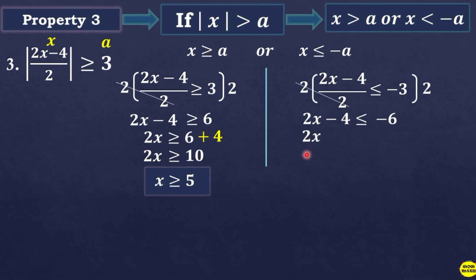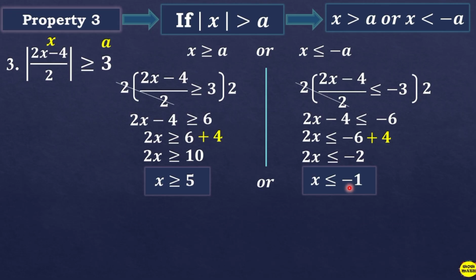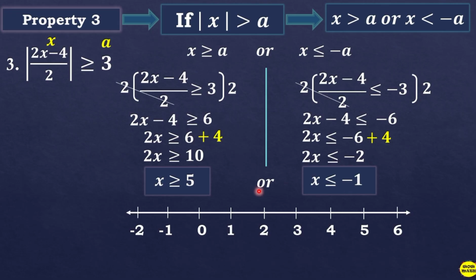Okay? So, we have 2x is less than or equal to negative 6 plus 4. So, mag-change to ng sign, so plus 4. That is negative 2. Divide both sides by 2. So, negative 2 divide 2. That is negative 1. Okay? So, do not forget or. Huwag po kalimutan yung or.